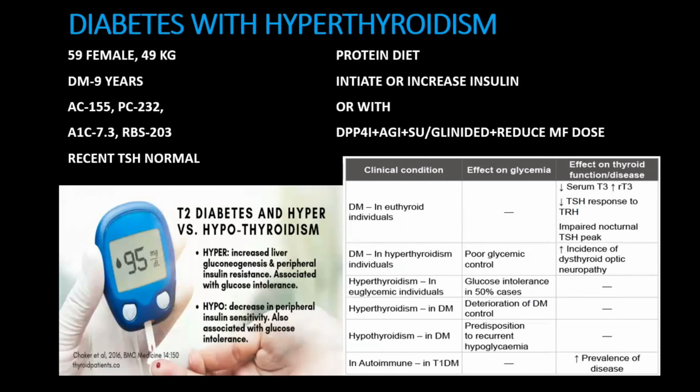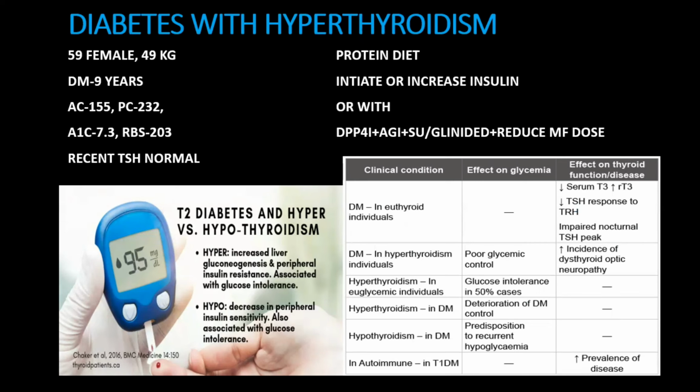Diabetes with hyperthyroidism. A case of a 59-year-old female with 49 kilos, diabetes for 9 years, AC 155, PC 232, A1C 7.3, and RBS 203. Recent TSH is normal. What we should advise, apart from diet and lifestyle changes and protein diet, is to initiate or increase insulin, or DPP4 inhibitor, alpha glucosidase inhibitor, sulfonylurea, or glinides, plus reduce the metformin dose.